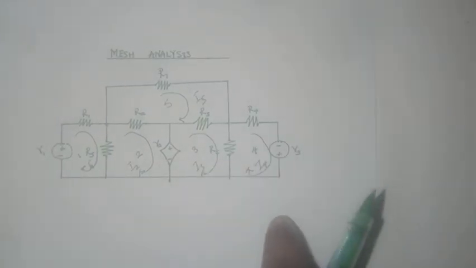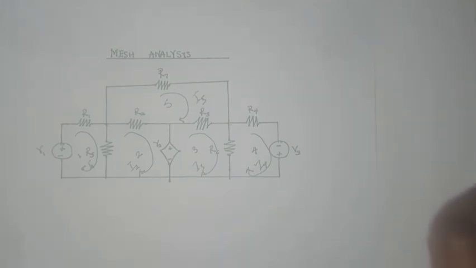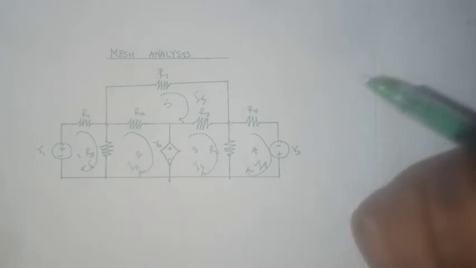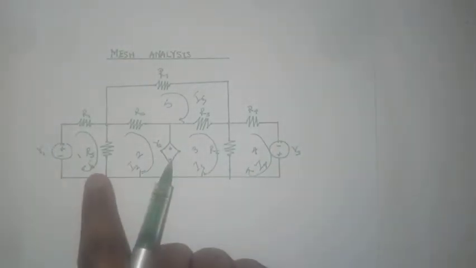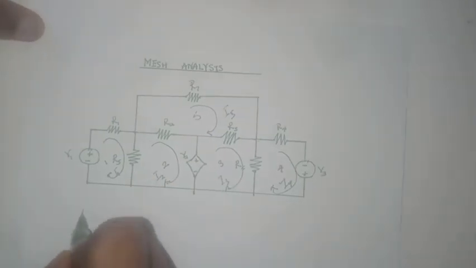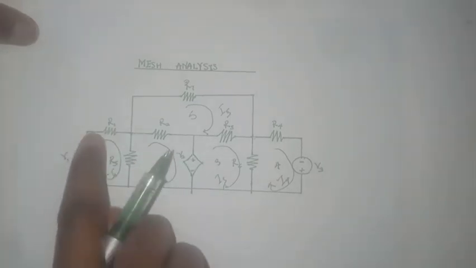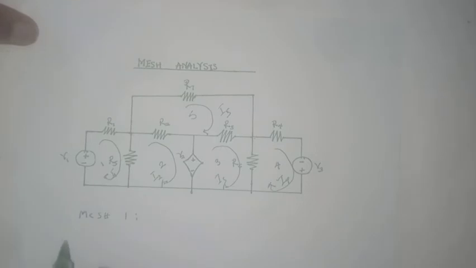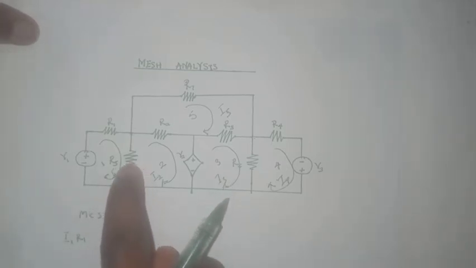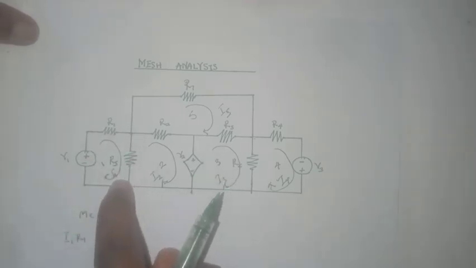Now, after we've assigned current to each mesh, the next thing we want to do is write a Kirchhoff's voltage law equation for each mesh. So take for example mesh 1. We have this voltage V and 2 resistors. Now the current flowing through this resistor would be I1. Then we say I1 R1. Then we come to resistor R5. Now the current flowing through this resistor is I1.